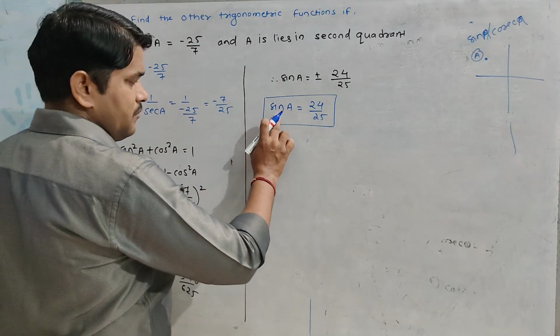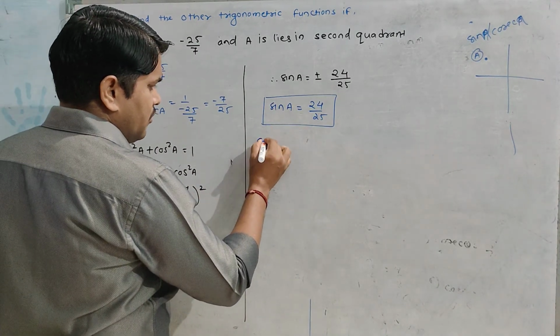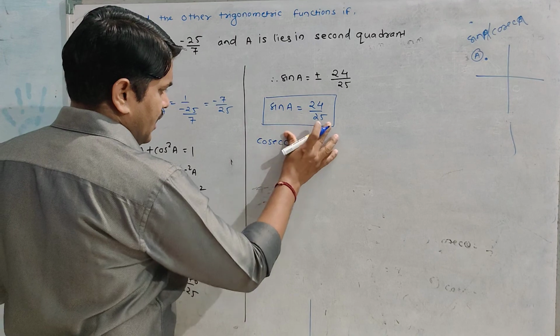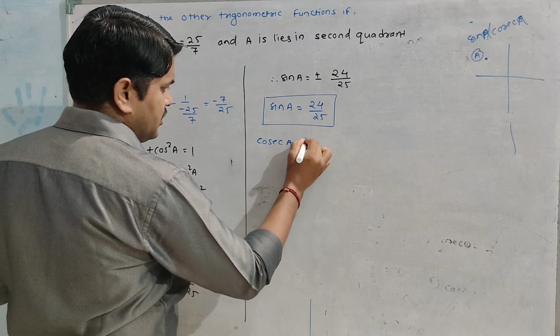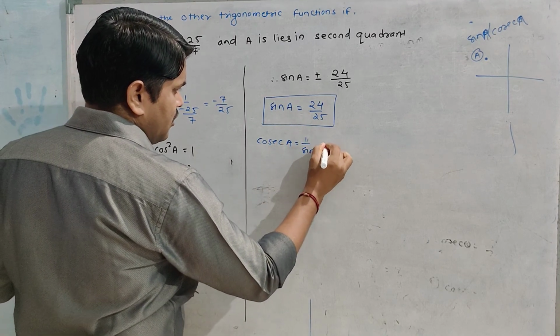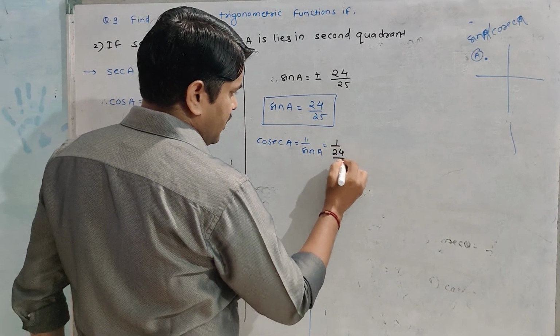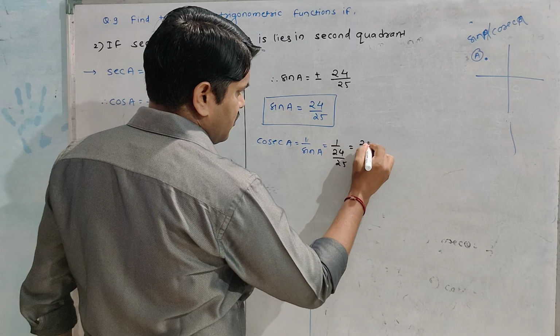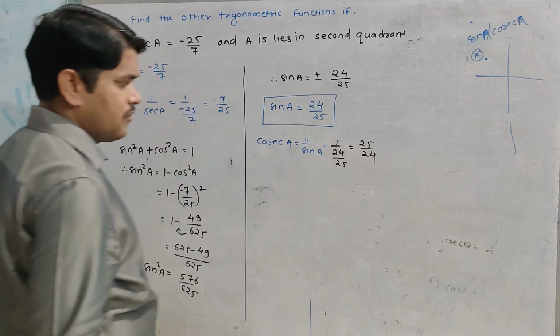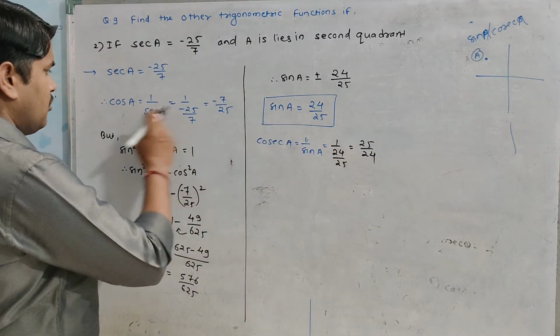So by using the reciprocal, we get cosec A. Cosec A is 1 upon sin A, which is 1 upon 24 upon 25, which is equal to 25 by 24. Cosec is found. Next, sin upon cos.